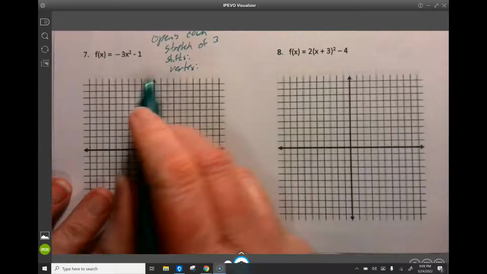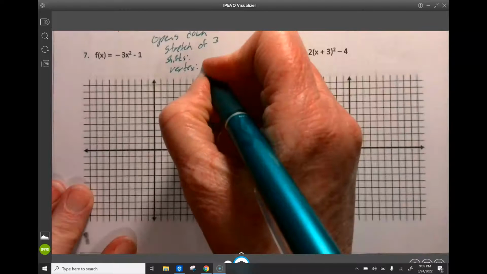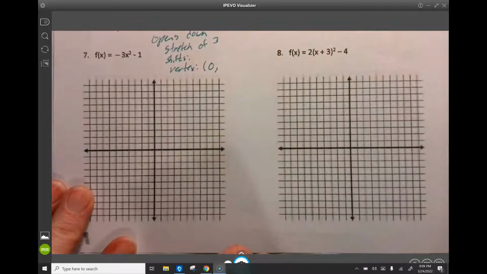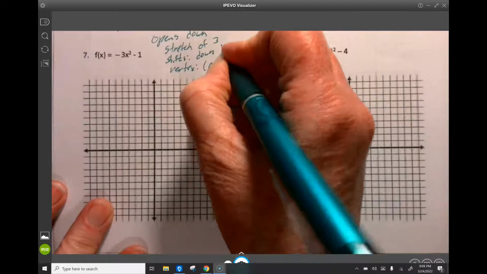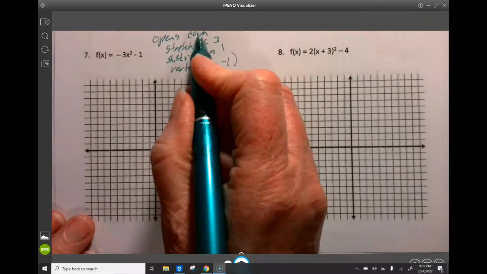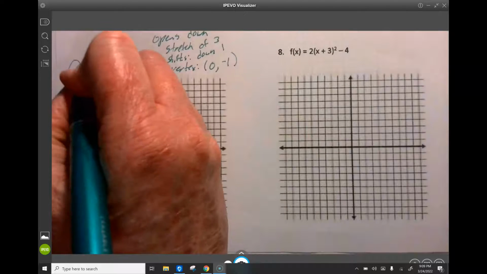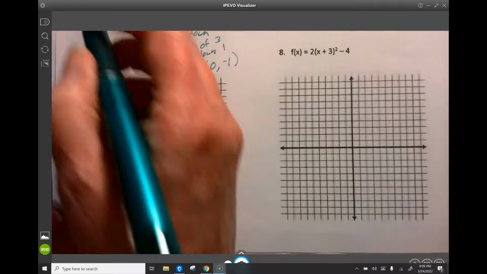Okay? So it shifts. It doesn't shift at all horizontally because there's no parentheses. So we know that this is going to be a 0 for the vertex. But it does shift down 1. So that's a -1 for the vertex. Now, since it opens down, think about it. If it opens down, is that a max or a min? That's a maximum.